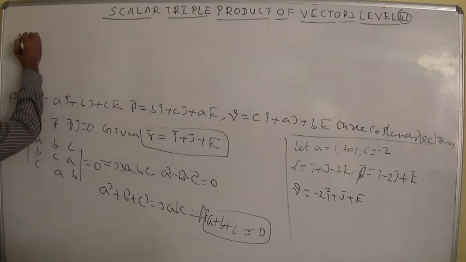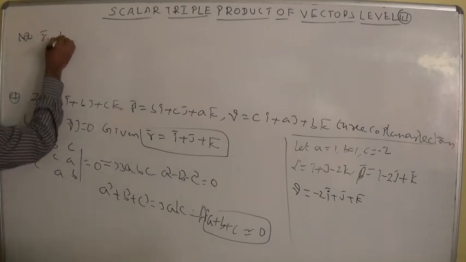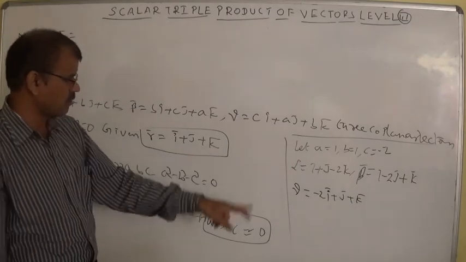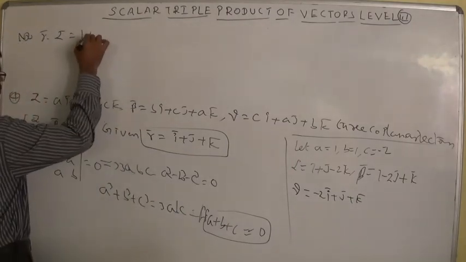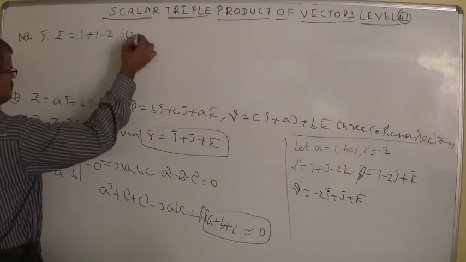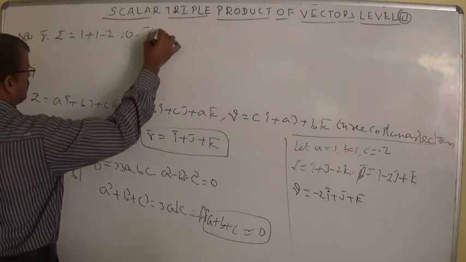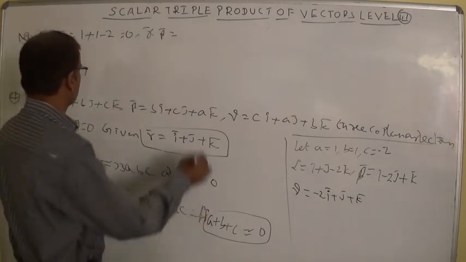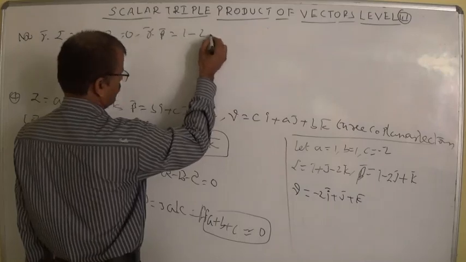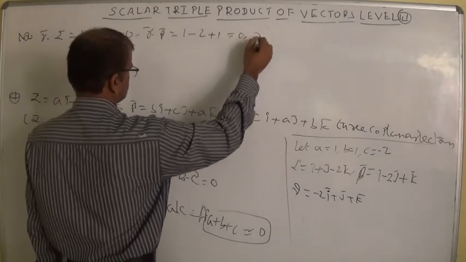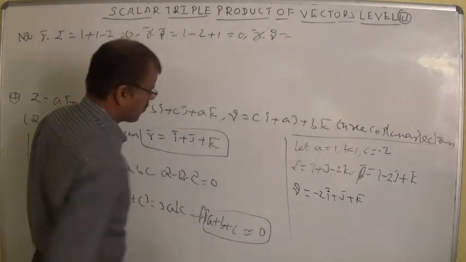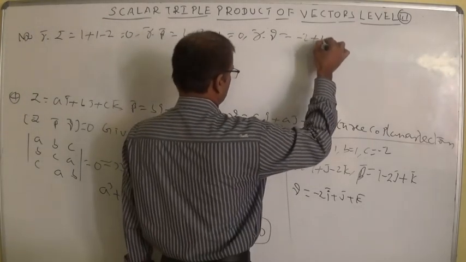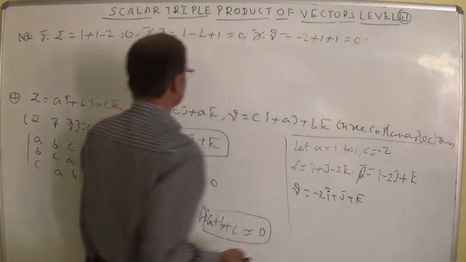Now we should discuss R bar dot alpha bar. You multiply this one, 1 plus 1 minus 2, it becomes 0. Now R bar dot beta bar, 1 minus 2 plus 1, it is also 0. Now R bar dot gamma bar, minus 2 plus 1 plus 1, this is also 0.